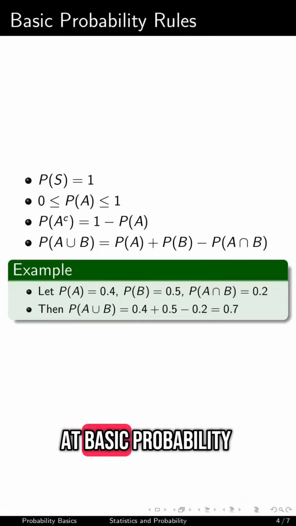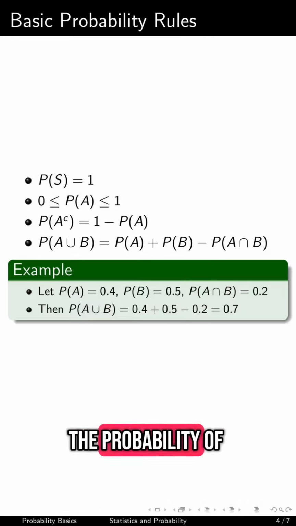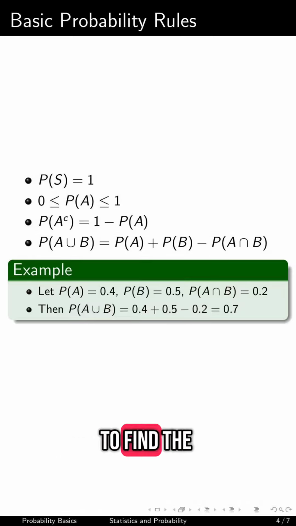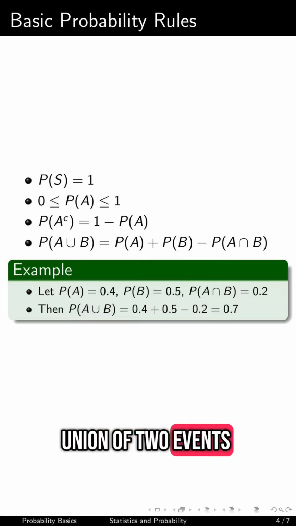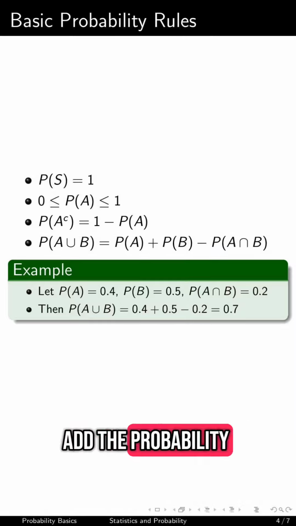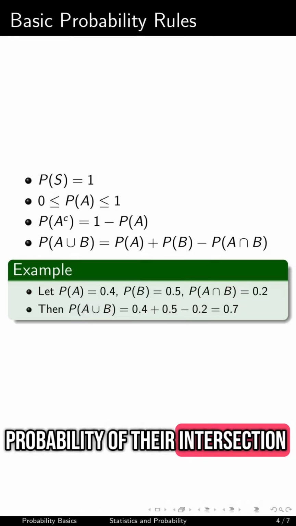Now let's look at basic probability rules. First, the probability of the entire sample space is always equal to 1. The probability of any event must be between 0 and 1. The probability of the complement of A is 1 minus the probability of A. To find the probability of the union of two events, we use the inclusion-exclusion rule. That means we add the probability of A and the probability of B, then subtract the probability of their intersection.